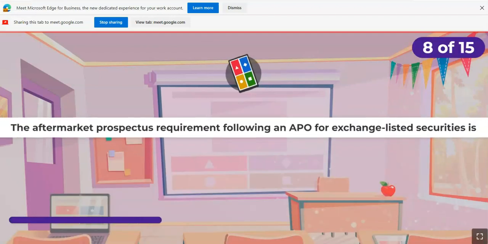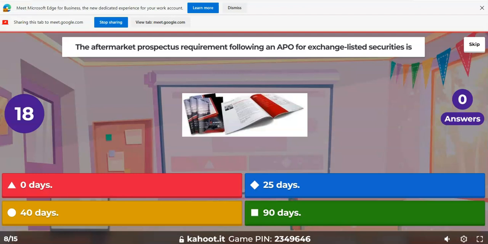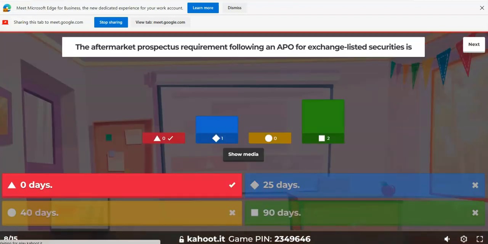The aftermarket prospectus requirement following an APO for exchange-listed securities is A. 0 days, B. 25 days, C. 40 days, or D. 90 days. No, this was a hard one. There's no doubt. Okay.